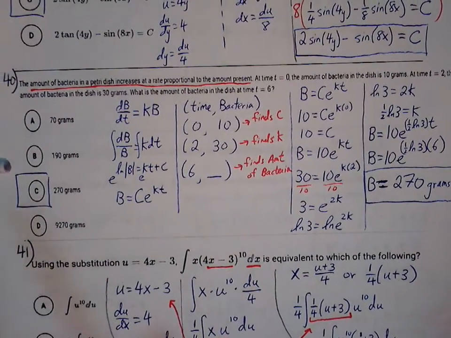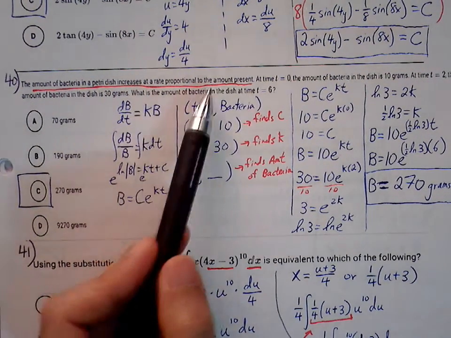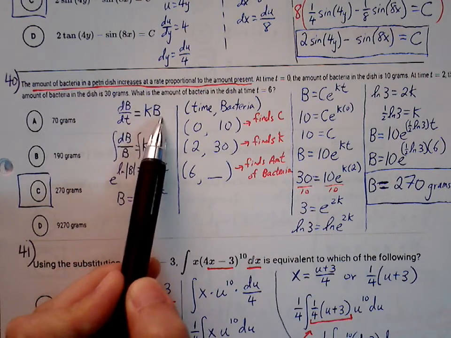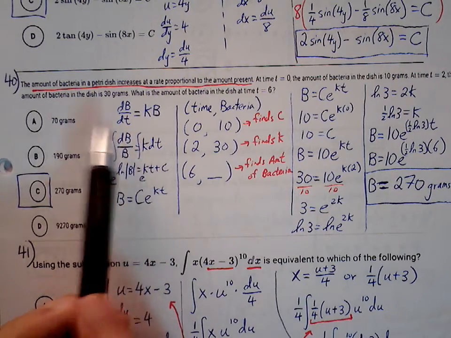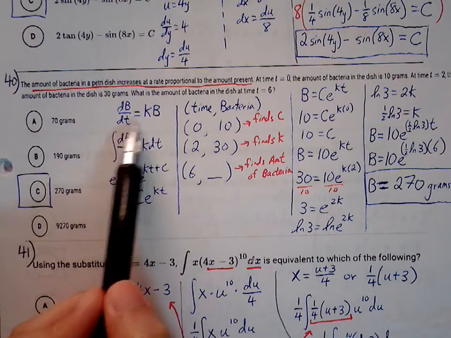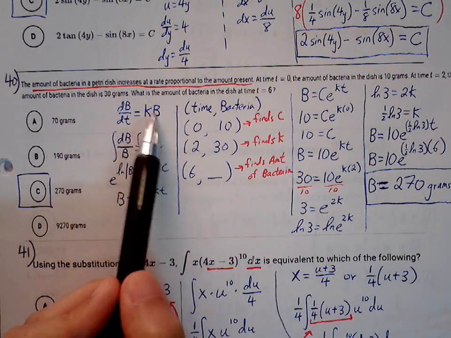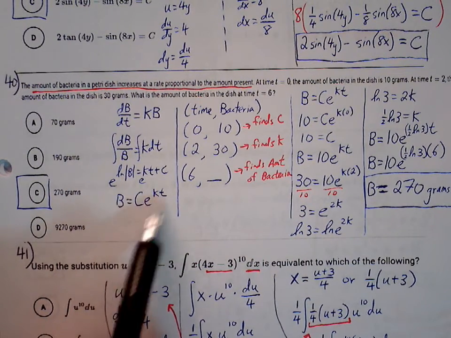All right, number 40, the amount of bacteria in the petri dish increases at a rate proportional to the amount present. So we can say B prime is equal to K times B, or dB dt equals K times B. And if I just take the antiderivative, this is the most common differential equation that we've seen with these types of word problems. So this should be recognizable in the form of y is equal to Ce to the kt.